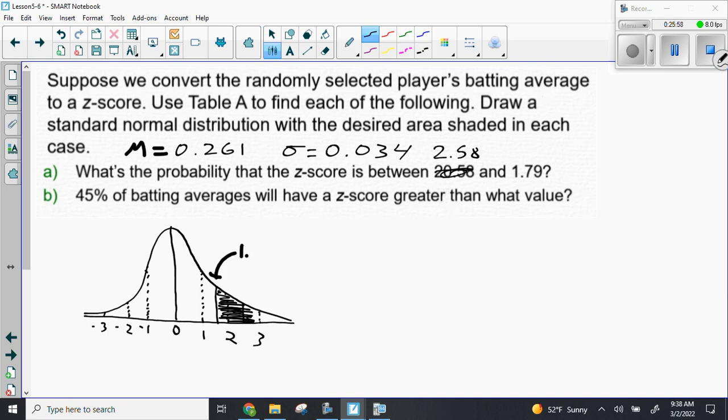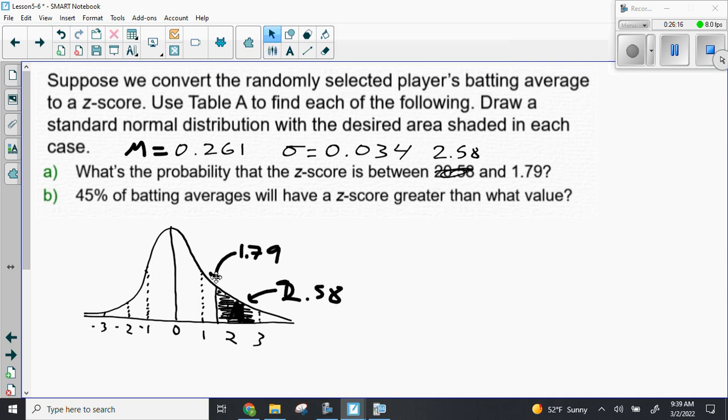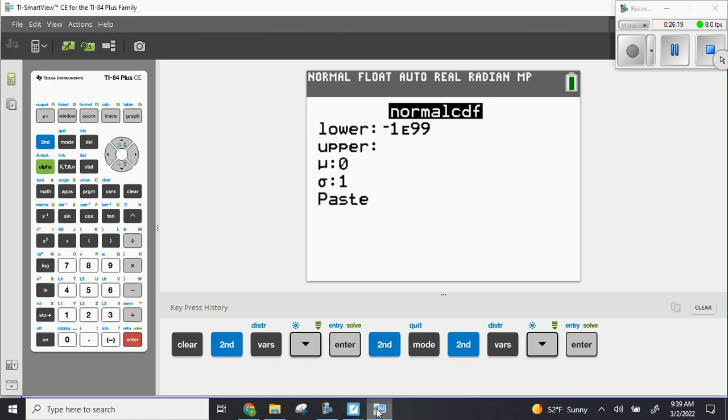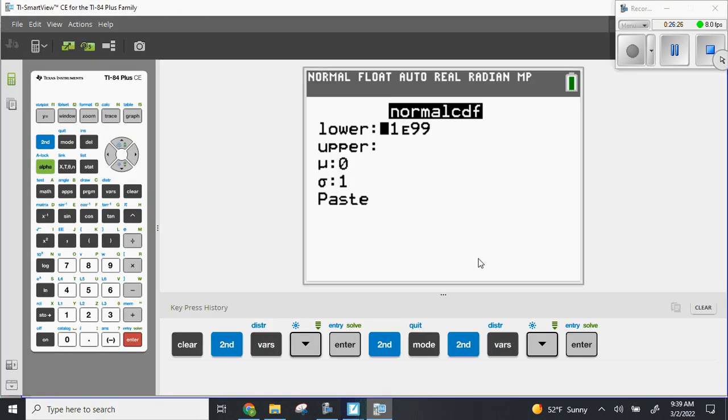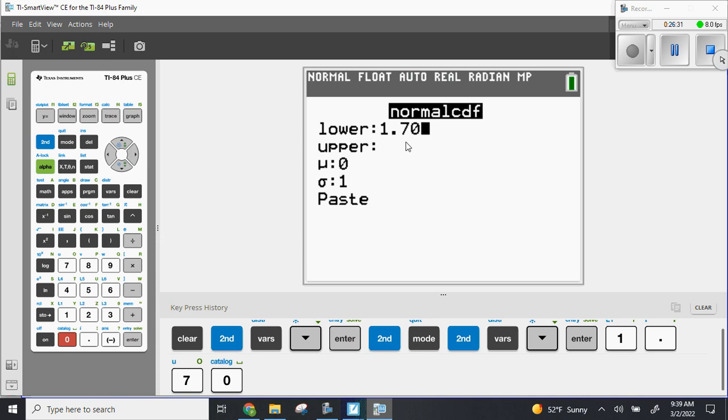On the low side, we have 1.79. And on our upper side here, we've got, I really shaded way too high there. That one is 2.58. All right, so let's put that in our calculators. Lower bound was 1.79, and our upper bound then is 2.58.